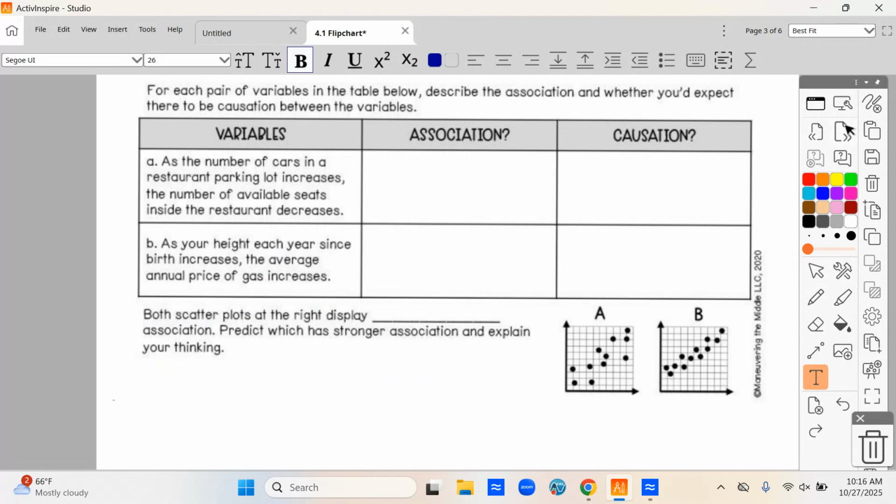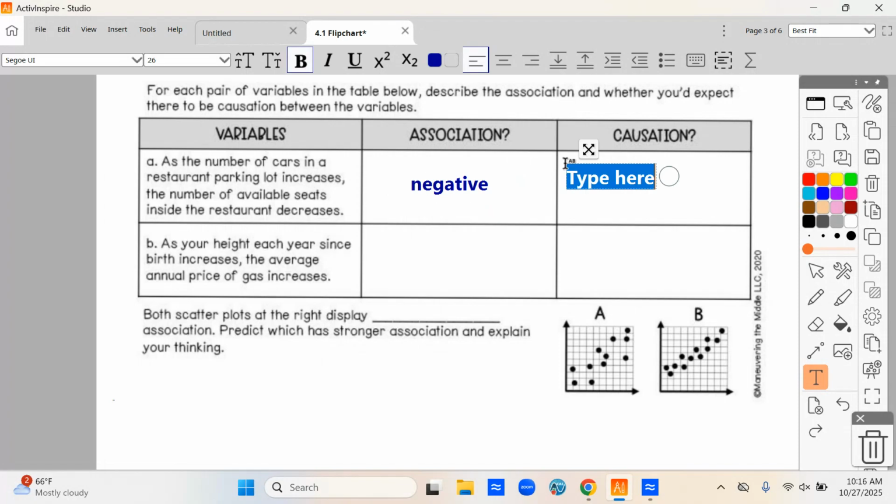All right, for each pair of the variables in the table below, describe the association and whether you'd expect there to be causation between the variables. So first we decide association. Is it positive or negative? As the number of cars in a restaurant parking lot increases, the number of available seats decreases. Because one is increasing and the other is decreasing, this would be a negative association.